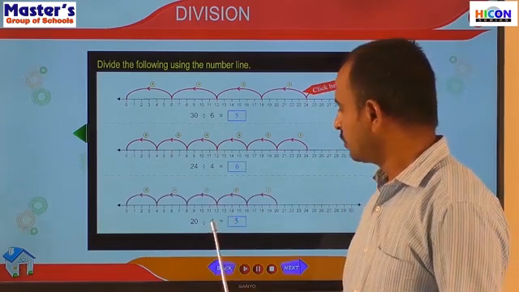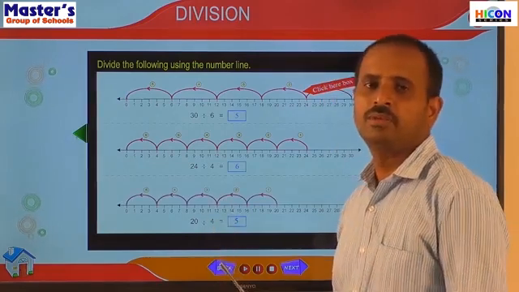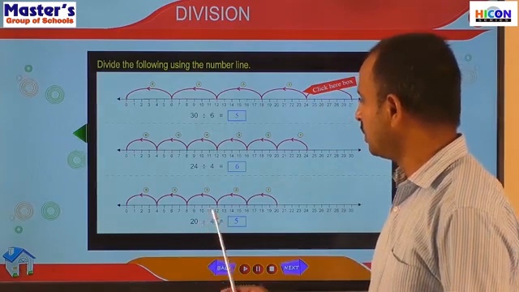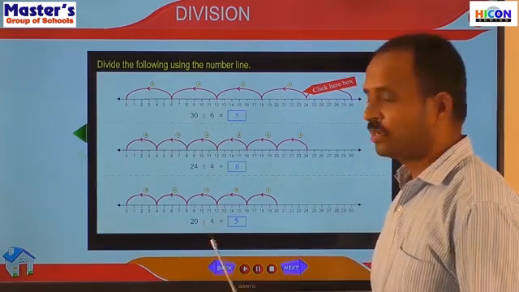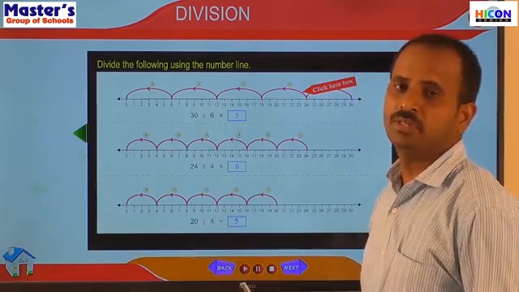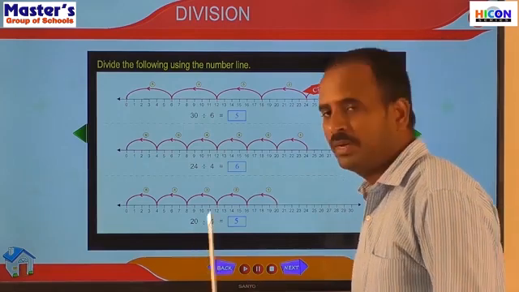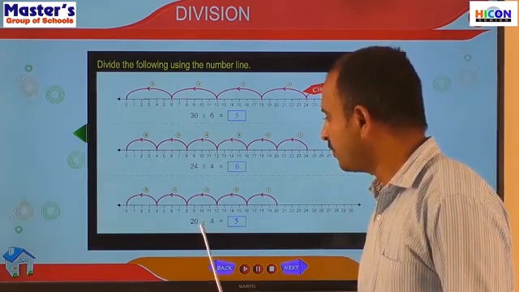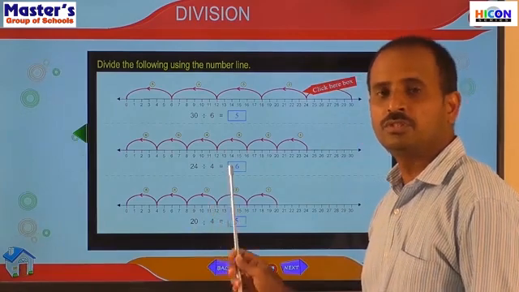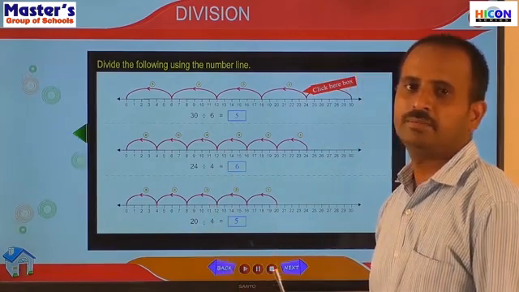So how do we show this division on the number line? Now we have to show this division on the number line. That is, start from the first number in the division. What is the first number in the division? 20 is the first number in the division. So start from 20 on the number line.